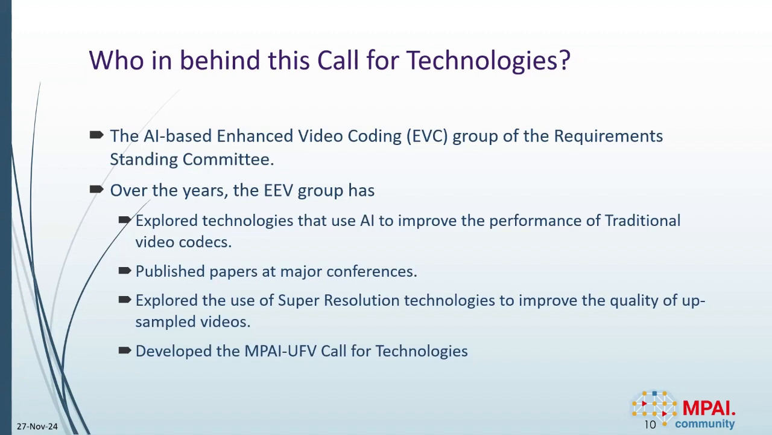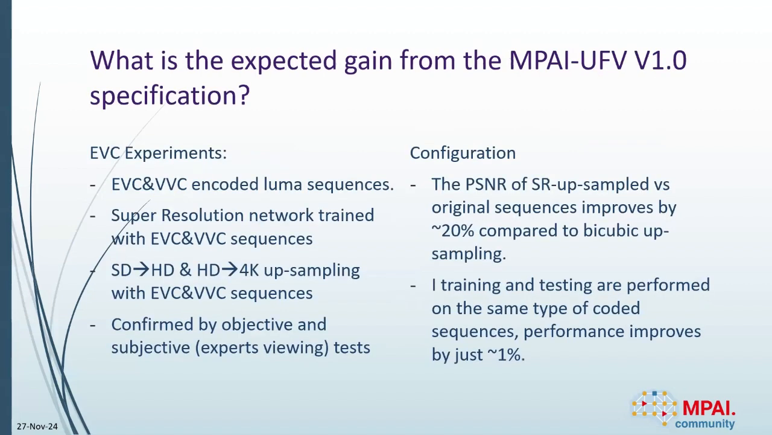They have explored the use of super resolution technology to improve the quality of videos. And finally, they developed the call for technology and attached documents. So what do we expect to gain from this specification? Well, this is just an expectation, but we know that at least we can reach 20% more than the standard upsampling filter.